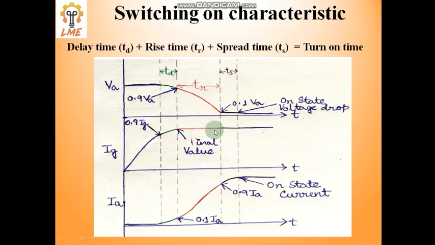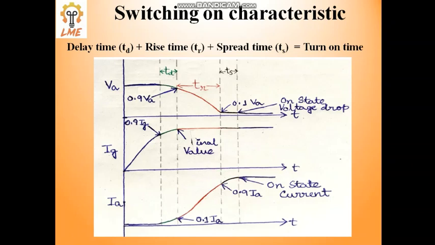In case of IG we cannot say this, for the same reason, because that is constant for the entire time period. And if we consider the anode current, then the change from 0.9 IA to its on-state current is known as spread time. Suppose the on-state current is 100, then the change of current from 90, meaning 0.9 into IA, to its on state, 100, from 90 to 100, is known as spread time.